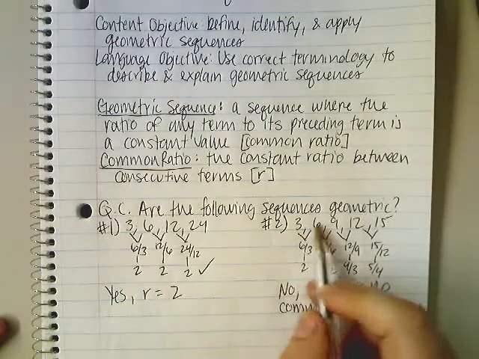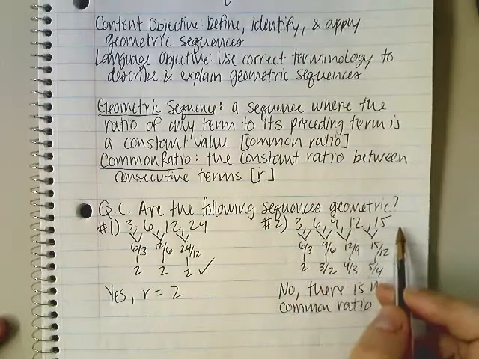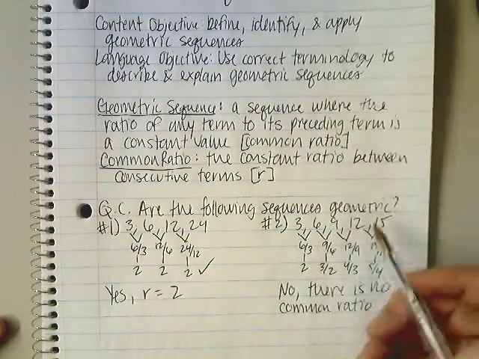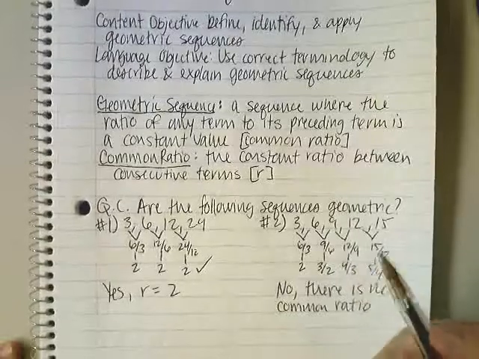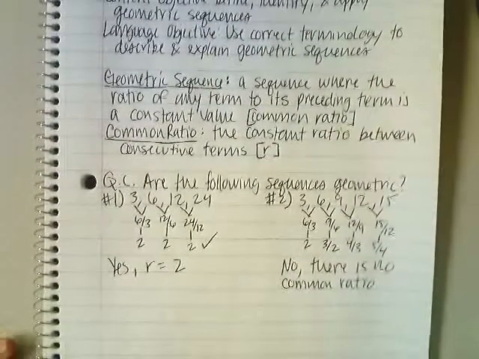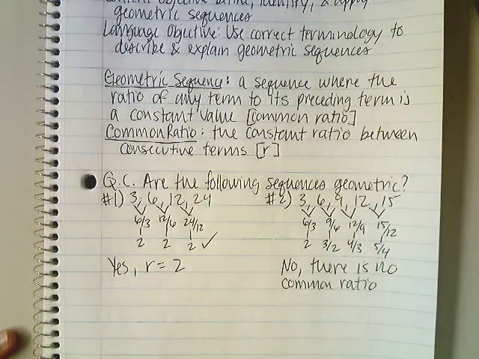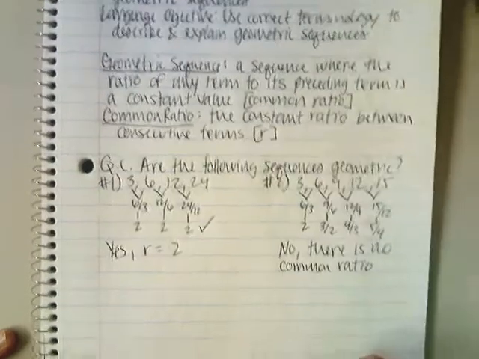Some of you may have noticed it's actually arithmetic because you're adding 3 each time. So you could write an arithmetic explicit formula for that, but it is not geometric. So now let's go into some of the actual formulas for geometric sequences.